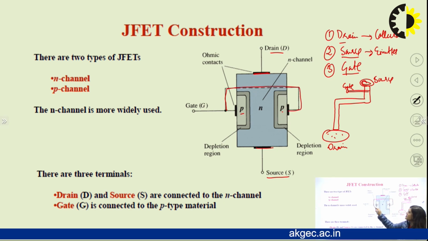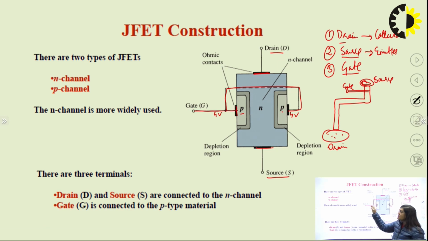Interconnected means if we apply 4 volt here, this block will also be at 4 volt. Means they are short circuited. Both blocks are interconnected. Here there is a metal contact, and from this metal contact there is a gate terminal. So this is the gate terminal, this is the source terminal, and this is the drain terminal.